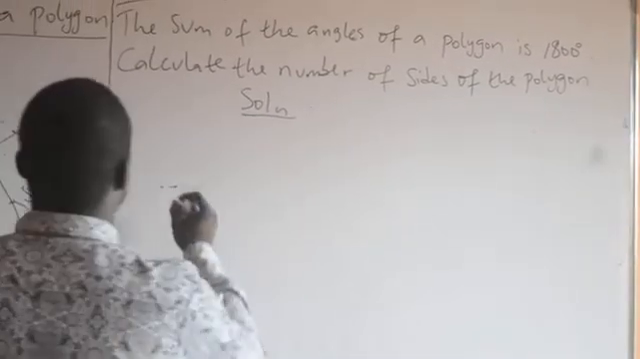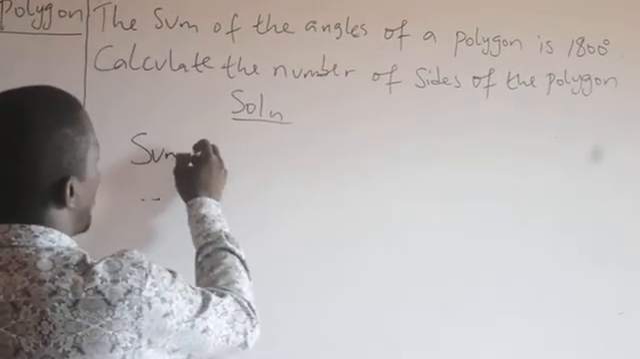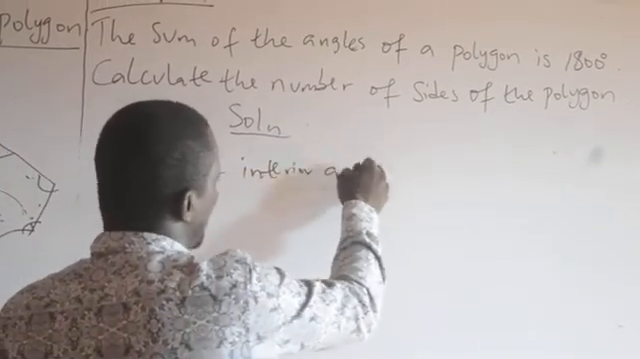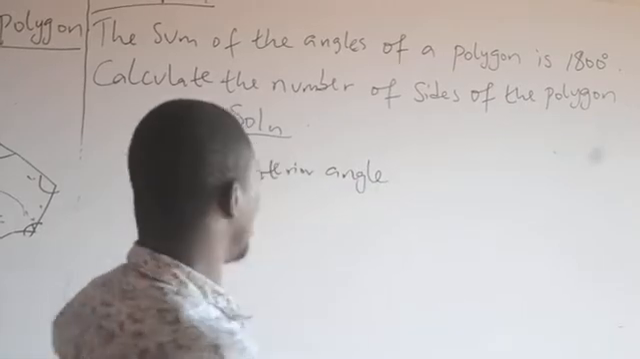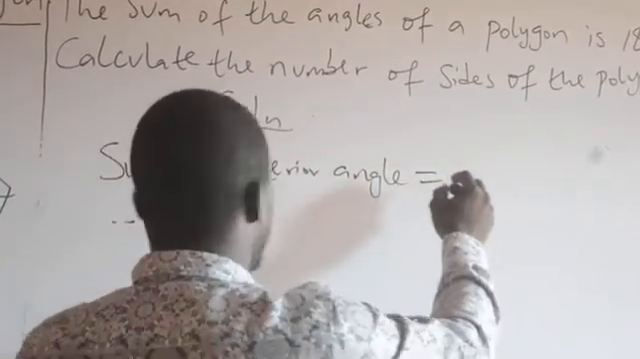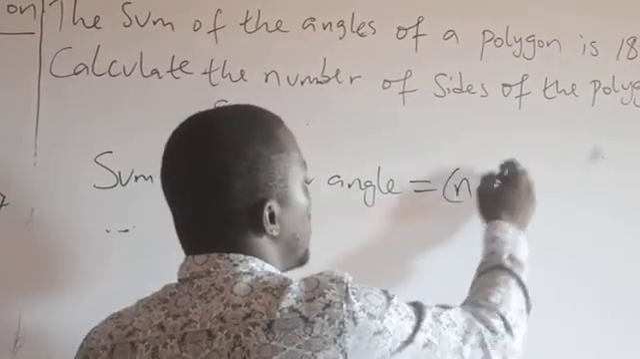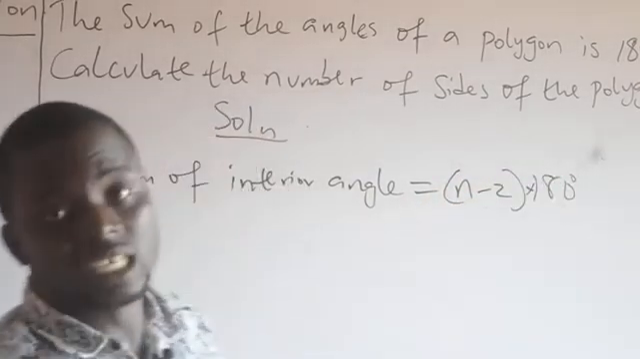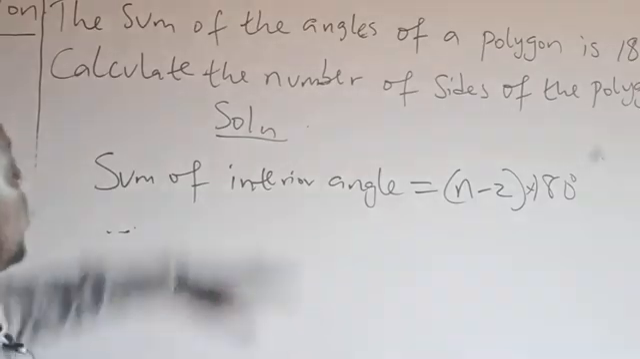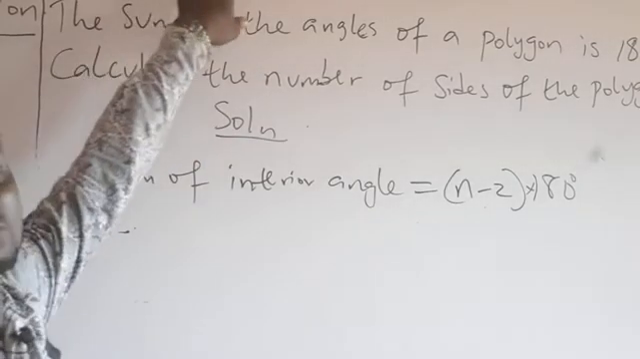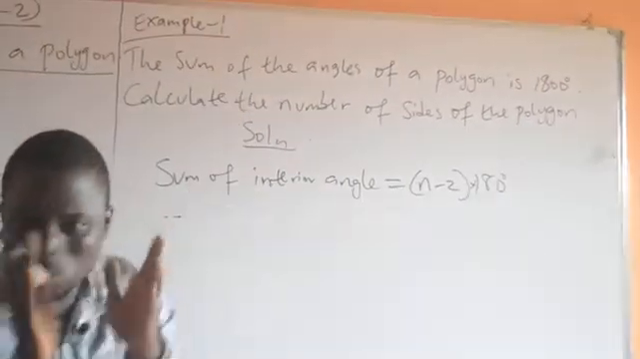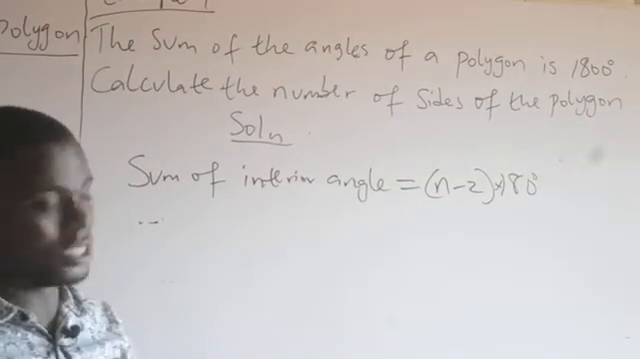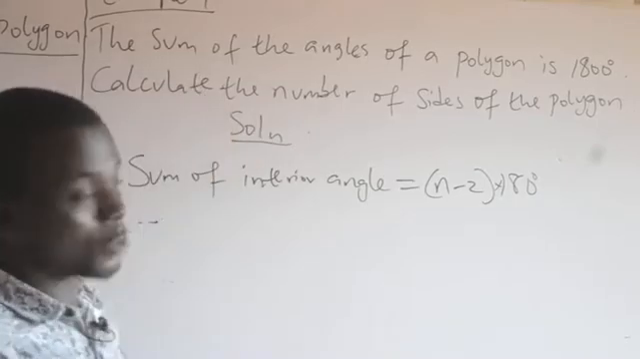So we now go back and say sum of interior angles, or sum of angles of a polygon, so to speak, equals n minus 2 bracket 180 degrees, or I say times 180 degrees, as the case may be. But looking at the question, please, in mathematics, always learn how to understand the question before you start solving. Otherwise, you end up making a mistake. So let's analyze this question.